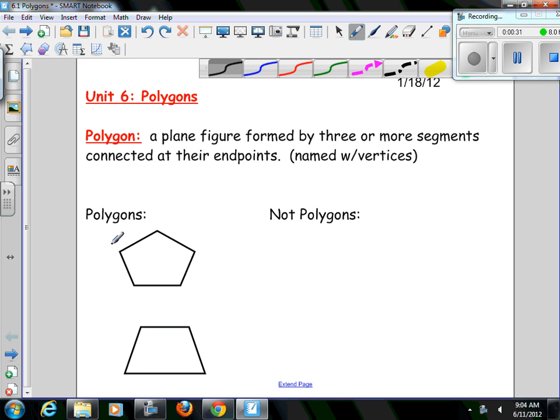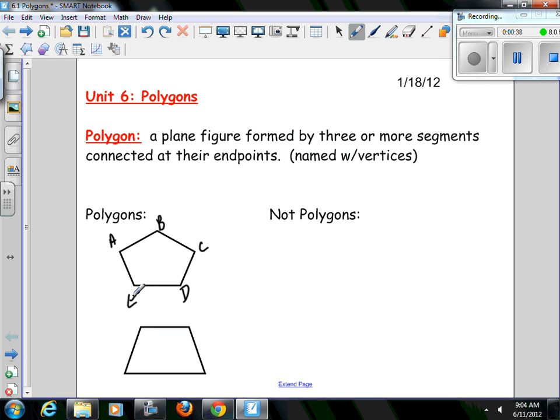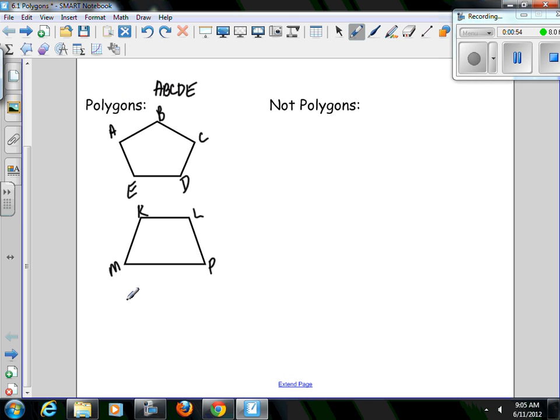So for instance, if I wanted to call this the vertices A, B, C, D, and E, I could call this polygon A, B, C, D, and E, or I could call it pentagon A, B, C, D, and E. I could call this M, K, L, P. So I would just name that MKLP, and I could just call it polygon MKLP.